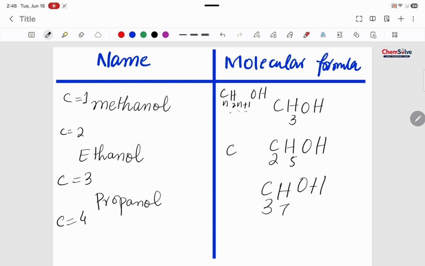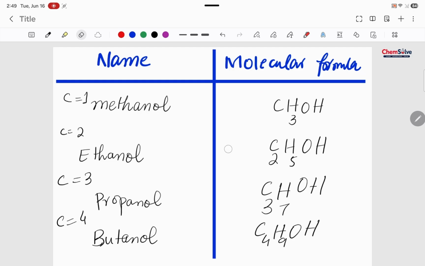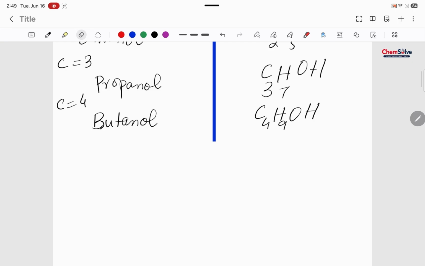Similarly, if carbon number is 4, that is butane, but as usual we will drop this E and we will add ol at the end. Carbon number is 4 and H is 2 into 4, 8 plus 1 is 9, OH. So I hope you would have understood how to name an alcohol and how to write down its molecular formula.